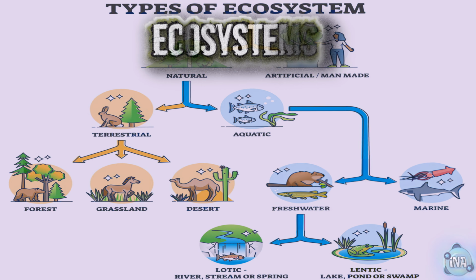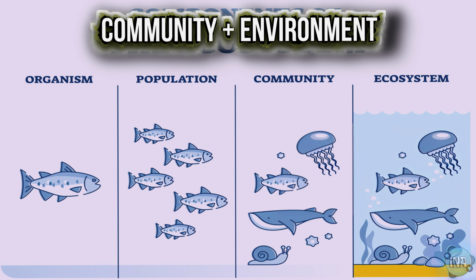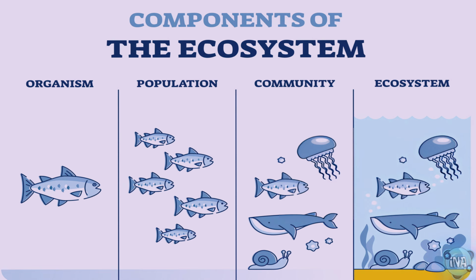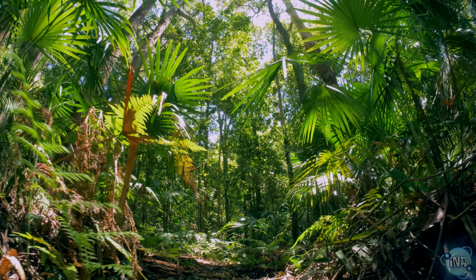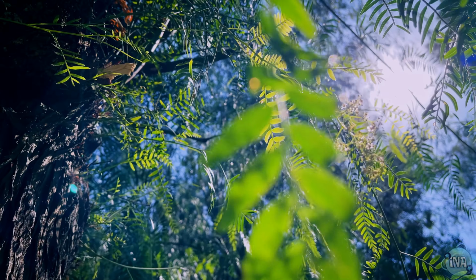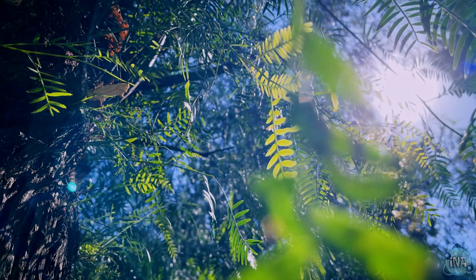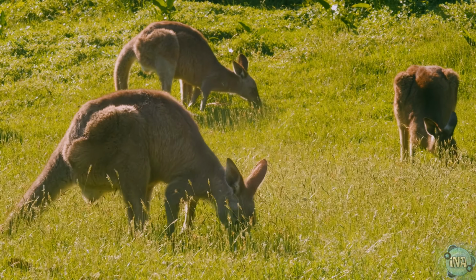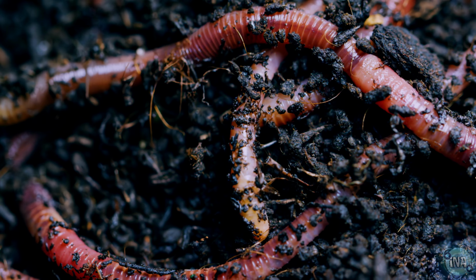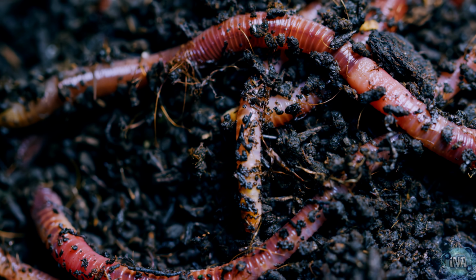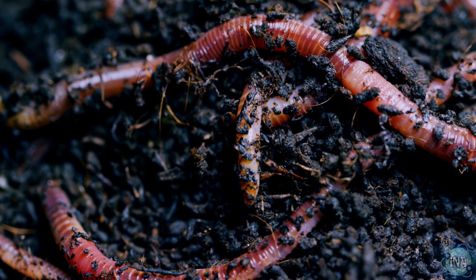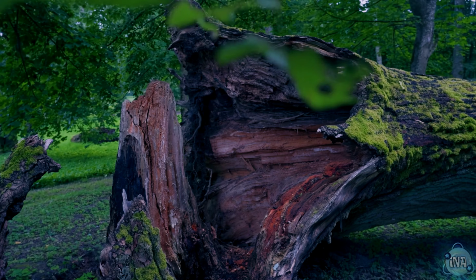Ecosystems. An ecosystem includes the community plus the non-living environment: water, air, soil, rocks, and light. Plants use sunlight and water to create energy. Animals eat plants or other animals for their energy. Decomposers return nutrients to the soil. Ecosystems come in all sizes, from a rotting log to a forest.